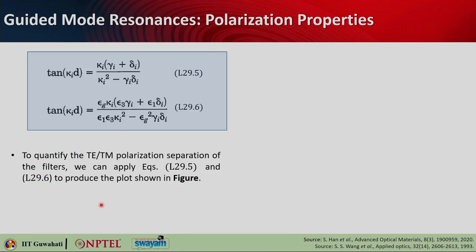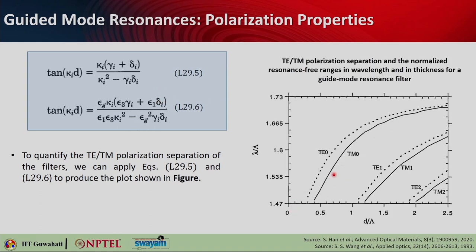You can calculate what will be the positions of the TE and TM resonance modes. Now, to quantify the TE-TM polarization separation of the filters, you can apply these equations to produce this particular graph. So, this is how you are plotting the TE0 and this TM0. This is TE1, TM1, and this is TE2 and TM2. So, what are these? These are basically showing you the TE-TM polarization separation, and all these are normalized. This is basically the grating thickness normalized by its period. This is the lambda normalized to the grating period.